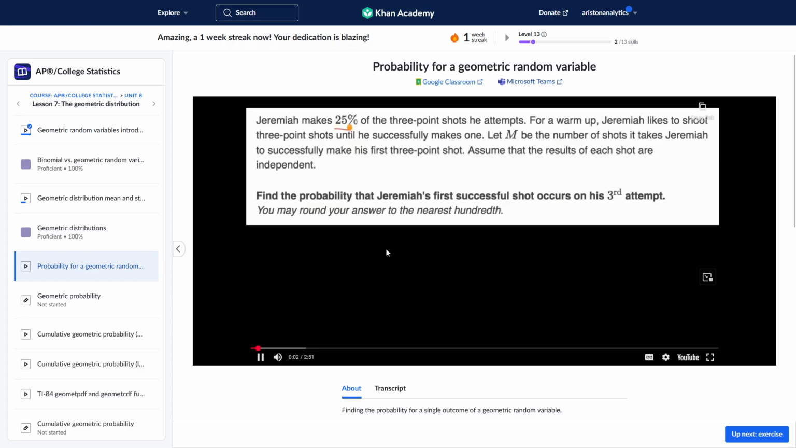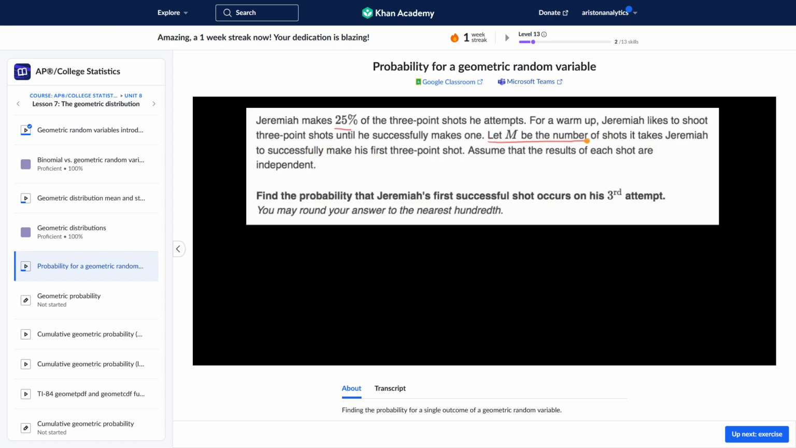Jeremiah makes 25% of the 3-point shots he attempts, far better than my percentage. For warm-up, Jeremiah likes to shoot 3-point shots until he successfully makes one. All right, this is a telltale sign of a geometric random variable. How many trials do I have to take until I get a success? Let M be the number of shots it takes Jeremiah to successfully make his first 3-point shot.